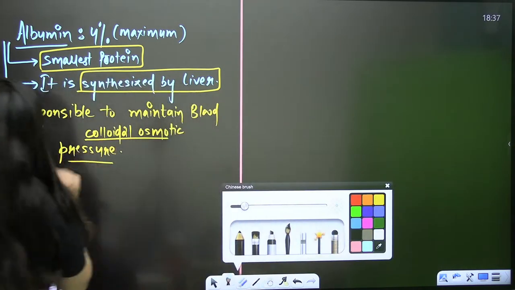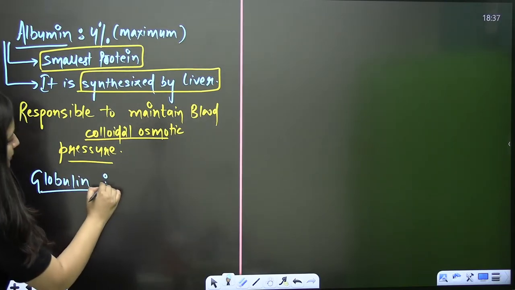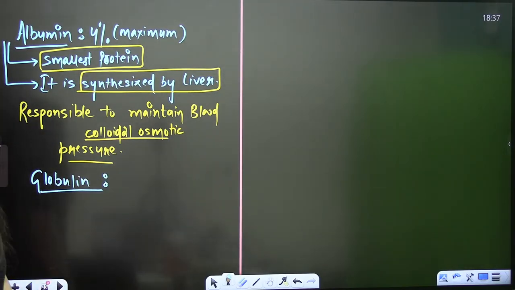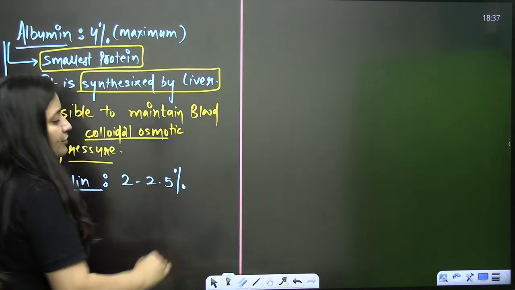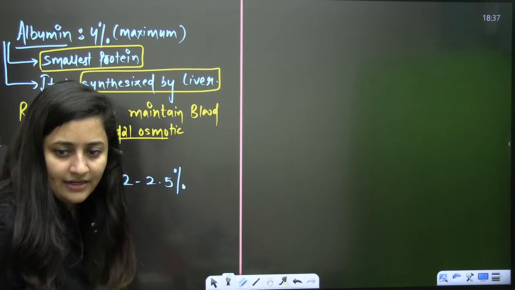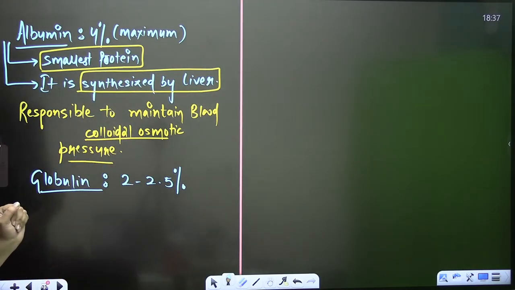Now the next is your globulin, right? Immunoglobulin, I hope you remember that. So it is near about 2 to 2.5% of the proteins present in the blood, isn't it? So the word is globulin. The word is what? It is globulin.